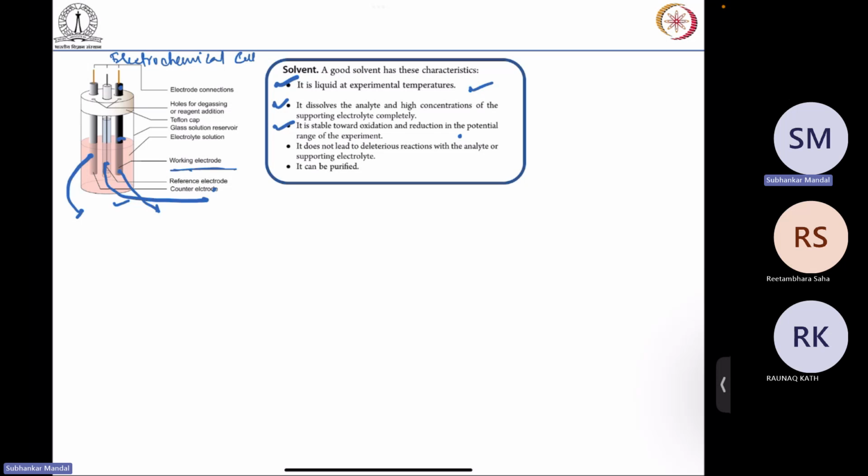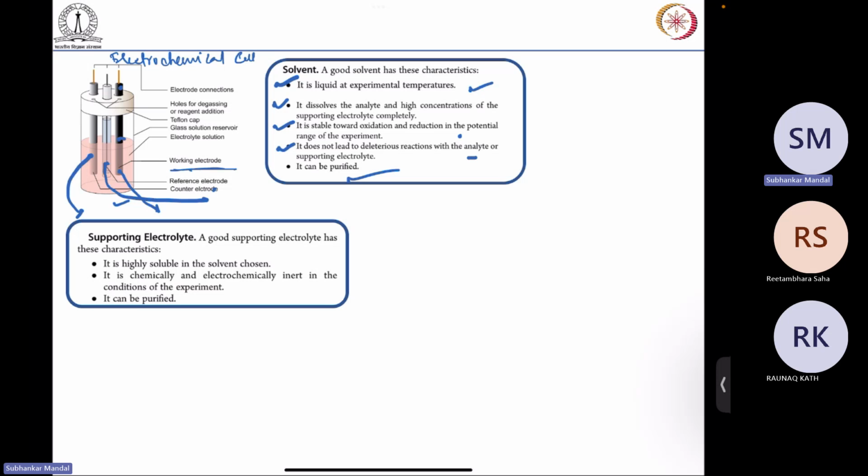Okay, and it does not lead to a deleterious reaction with the analyte or supporting electrolyte. That means suppose you have used some analyte and you dissolve it in the solution. When you dissolve it, it can react with the solvent, and some other product can form. But when you are choosing the solvent, it should be stable to your analyte as well as the supporting electrolyte. Okay, and the final one, and most important, it should be purified.